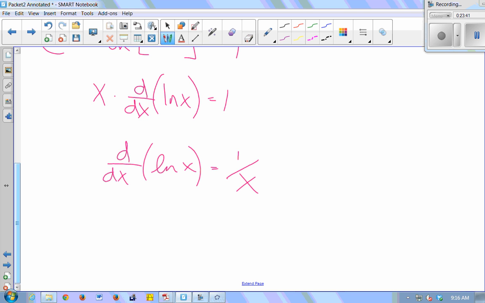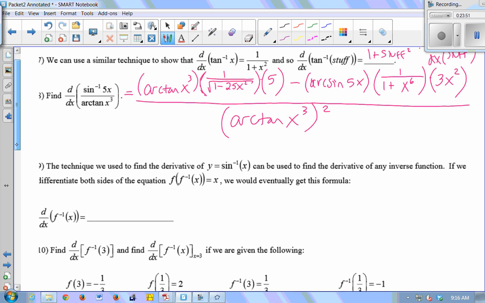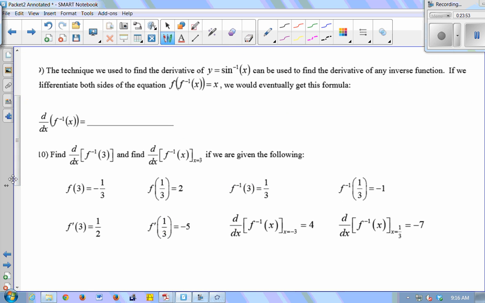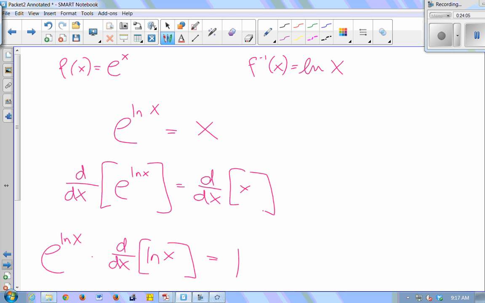Pretty neat, huh? So we can do this in general. For any function f and its inverse, you can write a true equation: f composed with f inverse of x gives you x back. Take the derivative of both sides, and let's see what we get. If I want to find the derivative of f inverse, I'm just going to apply that same technique.